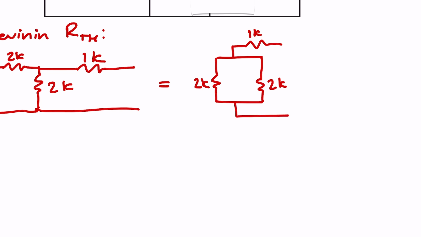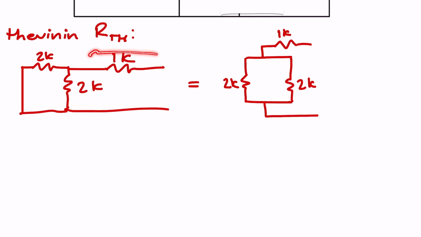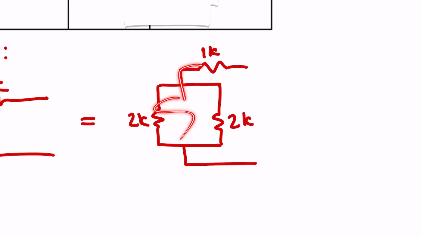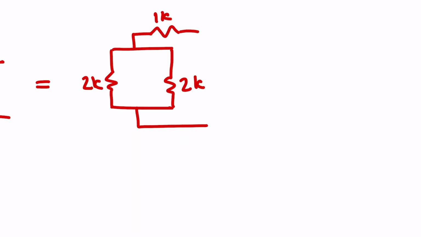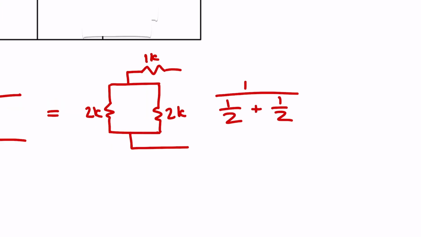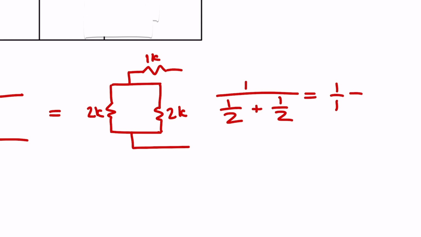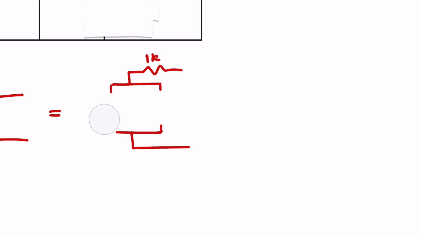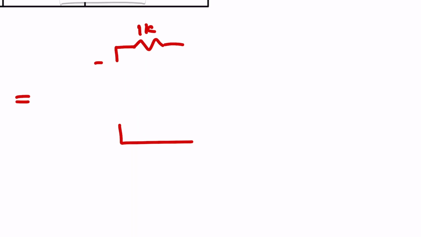What we have is one resistor going into two parallel resistors, so we can draw it like this, one going into two. All we have to do is combine these two parallel resistors first. How do we combine them? We can use this equation: 1/(1/2 + 1/2), which is equal to 1/1, which is equal to 1. So these two resistors combine to be just a 1K resistor in series, like that.